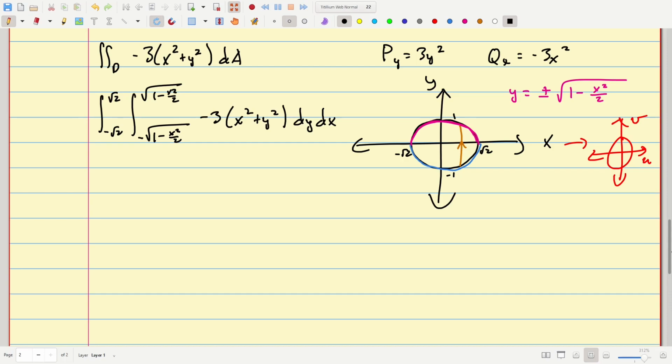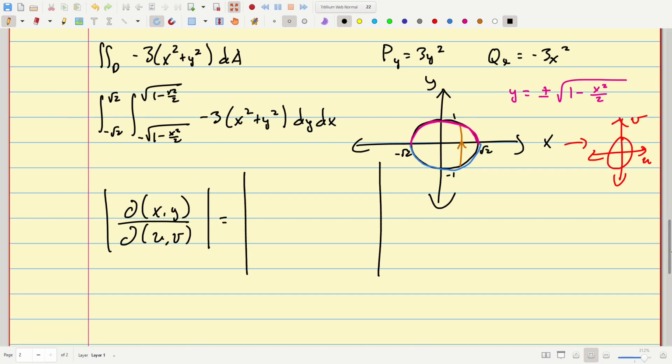So, when we make a change of coordinates, it is necessary for us to compute the Jacobian determinant. I take the partial derivative of the original expression with respect to each of the new variables, pardon me, in order to construct the scaling change that occurs when I switch to this new coordinate system. So we're going to have partial x, partial u, partial y, partial u, and partial x, partial v, and partial y, partial v.